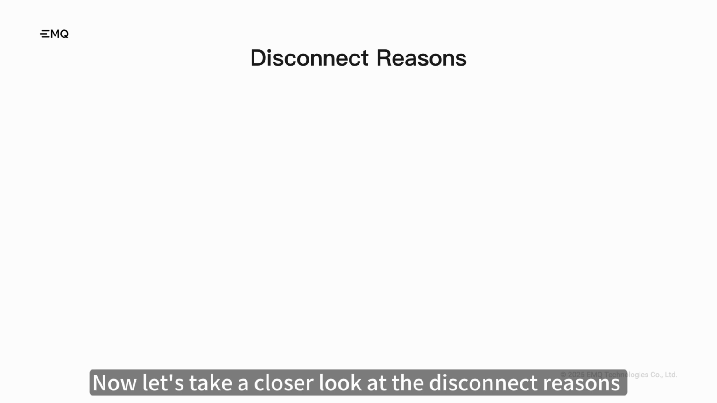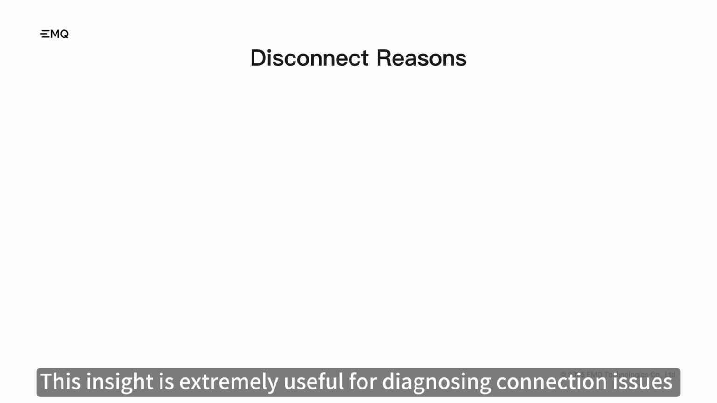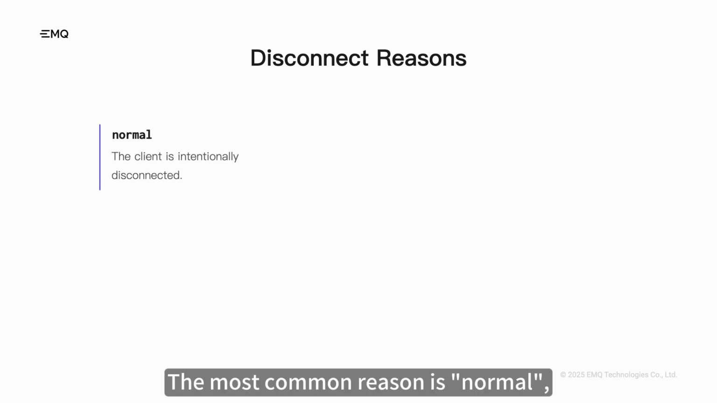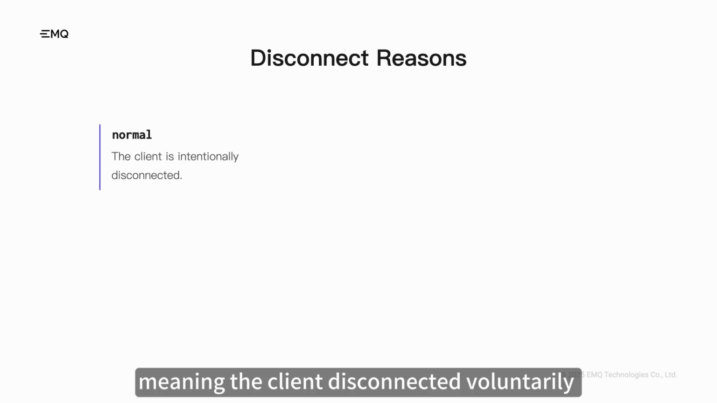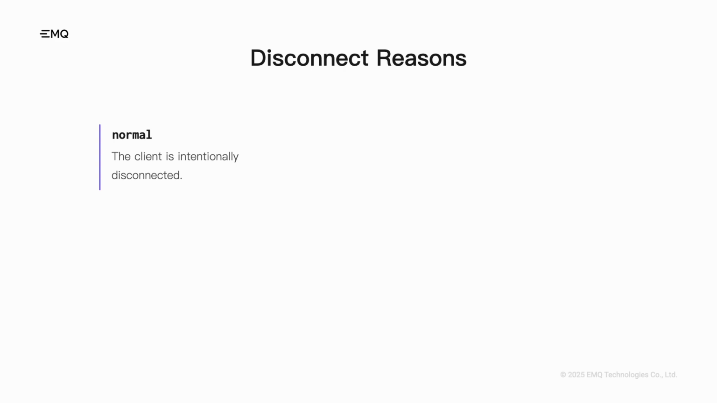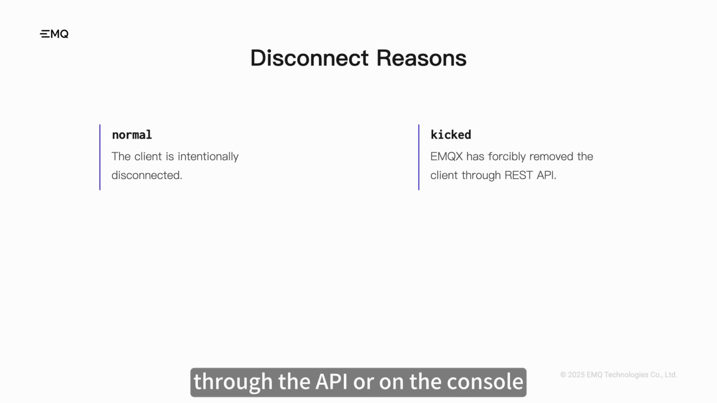Now, let's take a closer look at the disconnect reasons provided in the event topics. The reason field helps you understand exactly why a client connection was closed. This insight is extremely useful for diagnosing connection issues and improving your client logic. The most common reason is normal, meaning the client disconnected voluntarily through the standard MQTT process. Kicked occurs when the broker actively disconnects the client through the API or on the console.